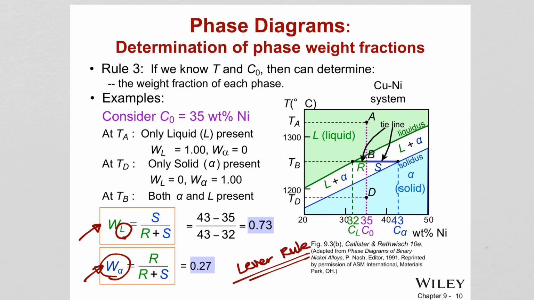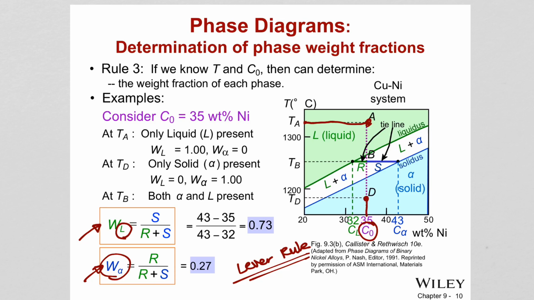Okay, so initially we have 35 weight percent nickel, our C0, original composition. And at point A, corresponding to that temperature, we figured out that we just have liquid. So what is the weight fraction of liquid then? 100%, right? The weight fraction is 1. So we don't have any alpha. So alpha is 0. What about at point D?